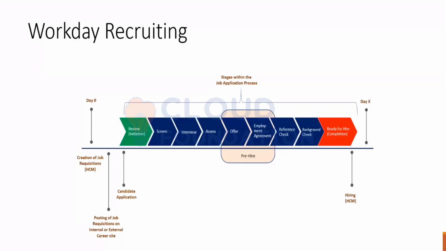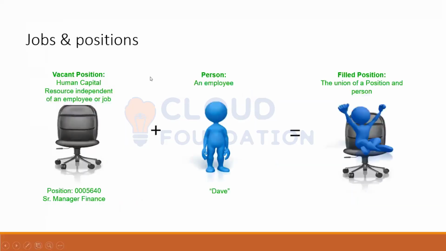So this is what I've seen for US clients. But this is a general overview, and the start of recruiting happens with the creation of job openings and ends with the selection of a candidate to the hire stage, and then it is given to the HCM team. Then we have jobs and positions. Jobs are the roles and responsibilities, and positions are the title. For example, manager is the title, and what would be his roles and responsibilities? It would be defined in jobs, and jobs are the job profile.